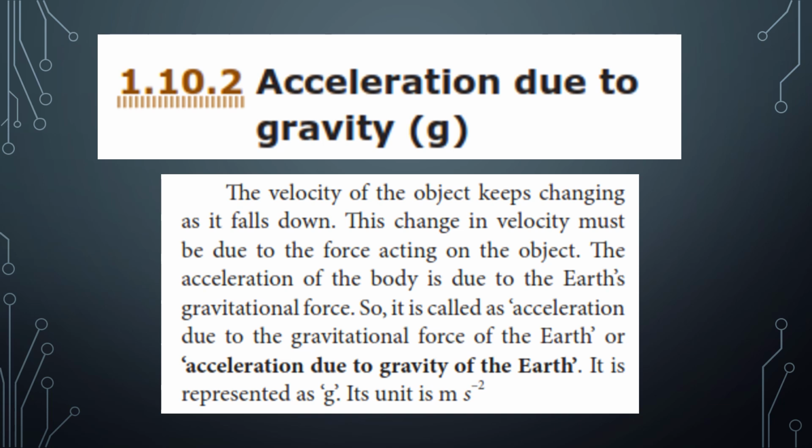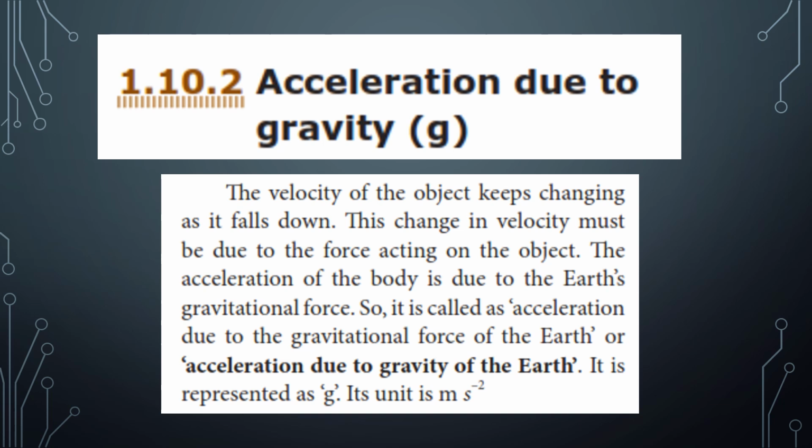Acceleration due to gravity. When you throw an object upward, its velocity ceases at a particular height and then it falls down due to the gravitational force of the Earth. The velocity of the object keeps changing as it falls down. This change in velocity must be due to the force acting on the object. The acceleration of the body is due to the Earth's gravitational force.